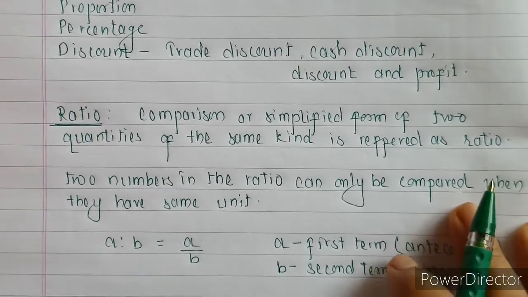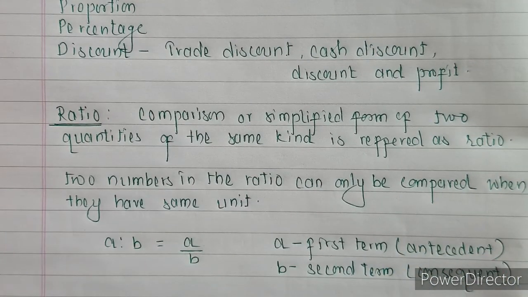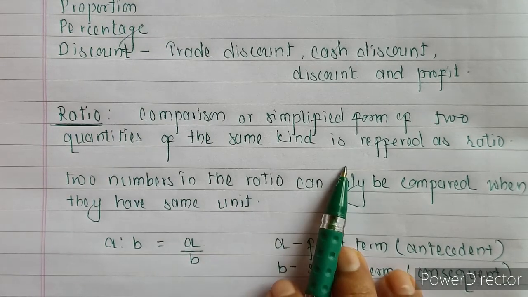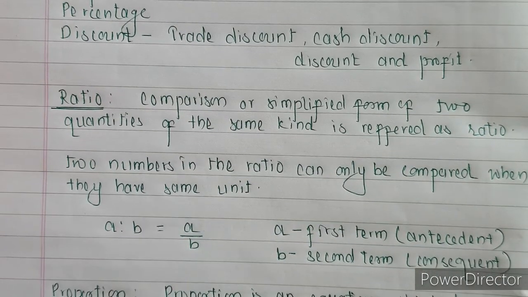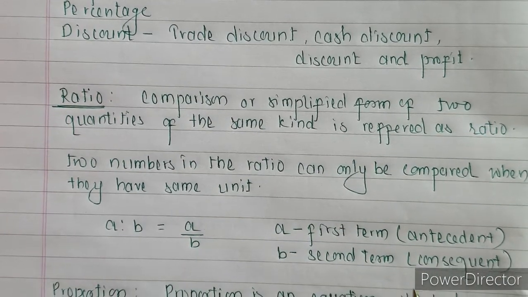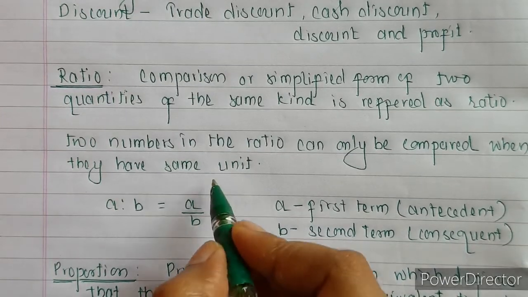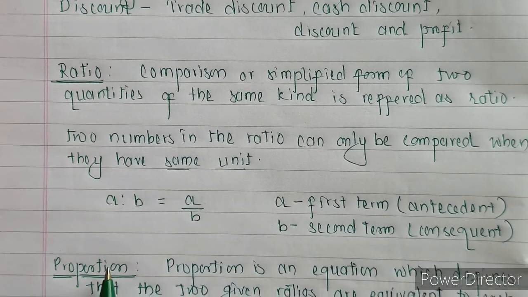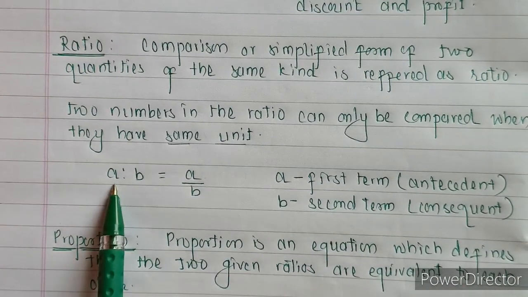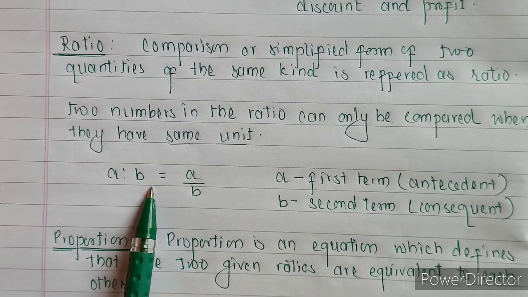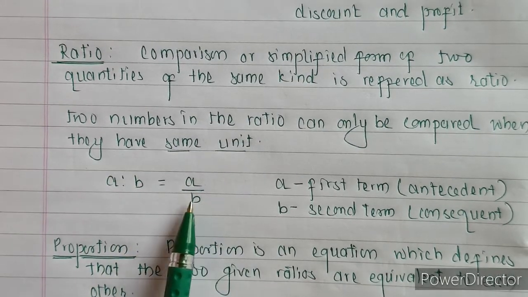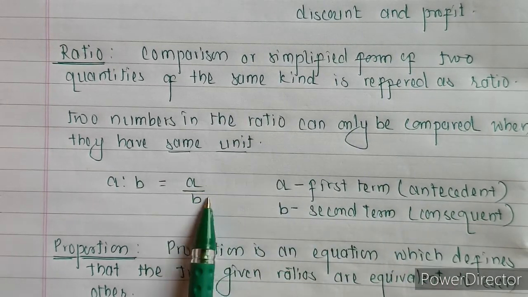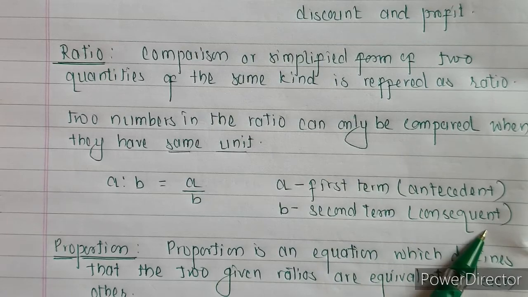Now what is ratio? Ratio is nothing but comparison or simplified form of two quantities of the same kind. Two numbers in a ratio can only be compared if they have the same unit. Usually we write ratio as A is to B, or we can write it as A by B. The first term A is called the first term or antecedent, and B is called the second term or consequent.